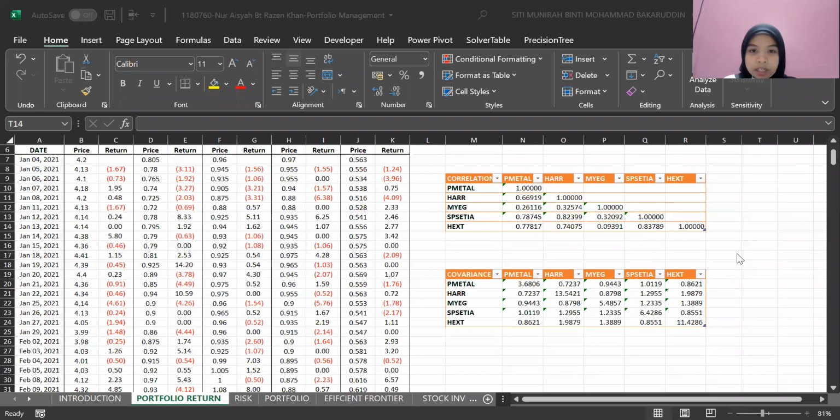Okay, next for my correlations and covariance. Both covariance and correlation measure the relationship and the dependency between two variables. Covariance indicates the direction of the linear relationship between variables, while correlation measures both the strength and direction of the linear relationship between two variables. Thus, correlation is a function of the covariance.